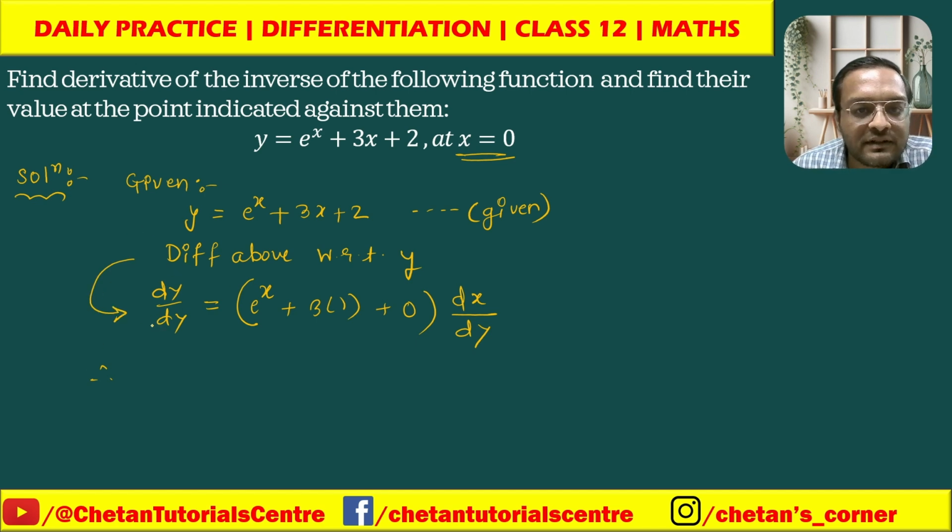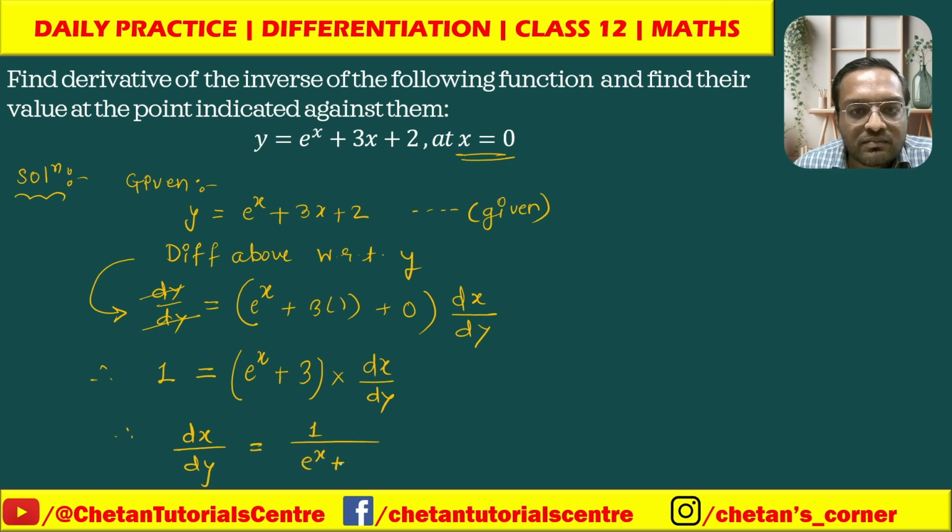Now I will simplify this further. What I will get? This dy will get cancelled and I will be left with 1, and this e raised to x as it is plus 3 into 1 will give me 3 and 3 plus 0 will give me 3, and this whole term will be multiplied with dx by dy. Therefore dx by dy is equal to 1 upon e raised to x plus 3.